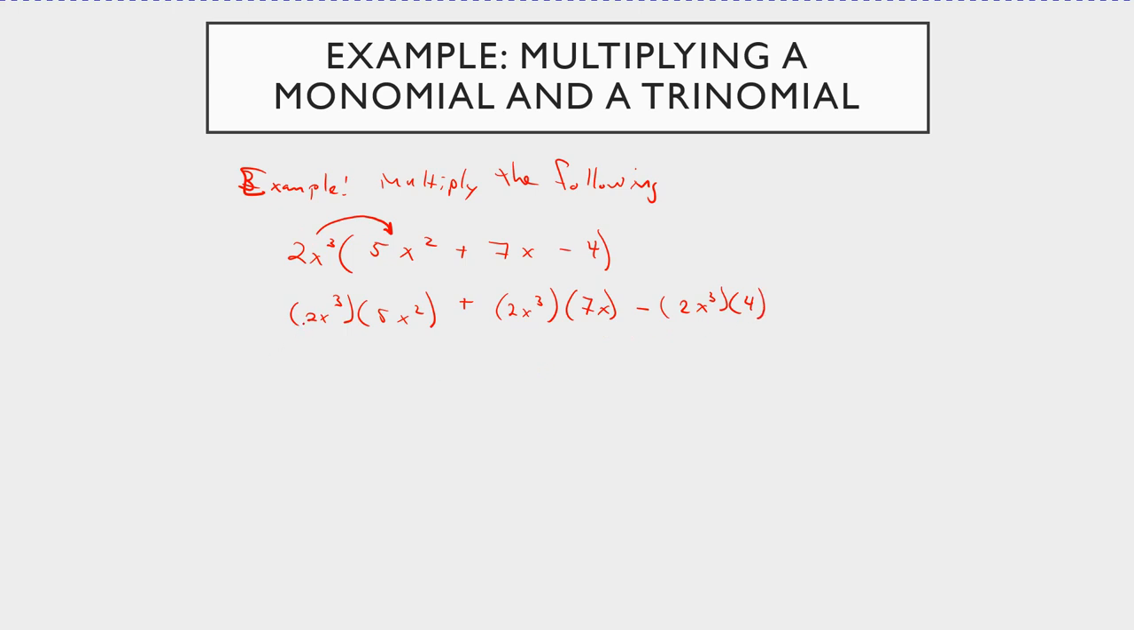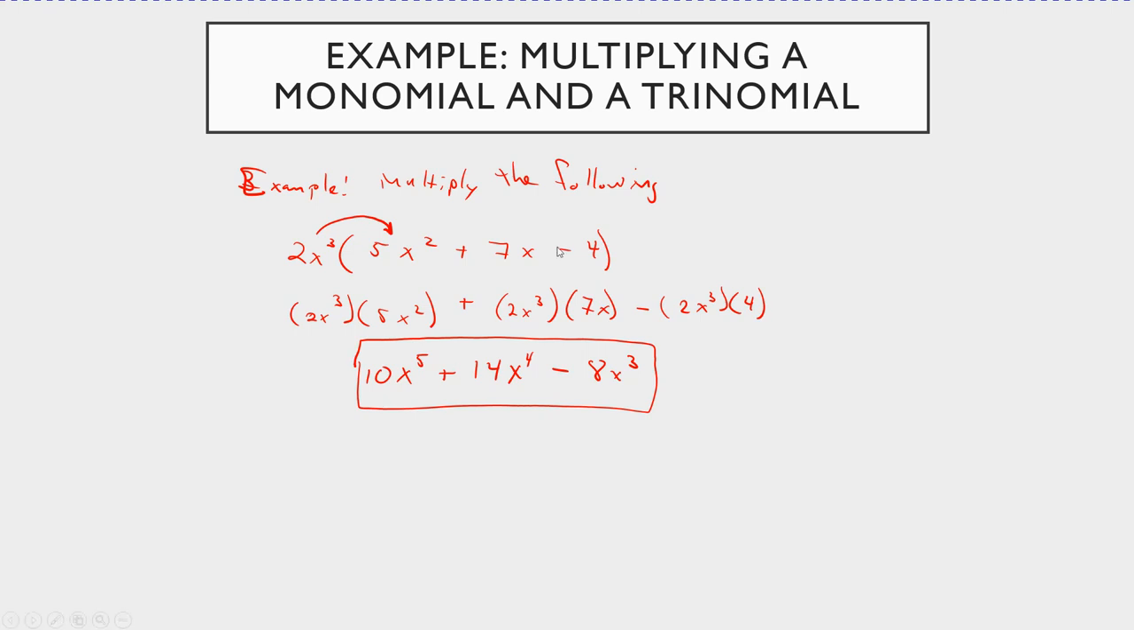All right, so now just simplify. 2 times 5 gets me 10. And now x cubed times x squared, well, when you multiply, you add the exponents. So this becomes x to the 5th. Plus 2 times 7 gets me 14. X cubed times x, well, now I have x to the 4th. Minus, well, just 2 times 4 here gets me 8, and then I have that x cubed. Wonderful.